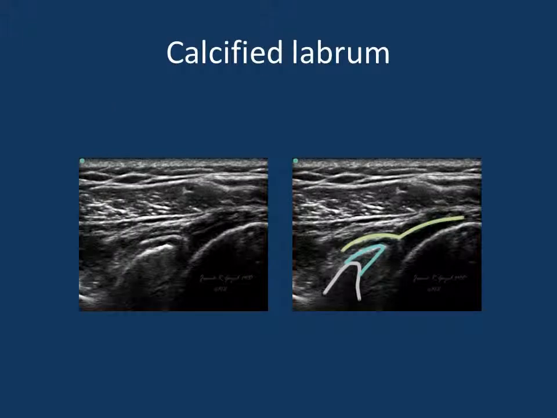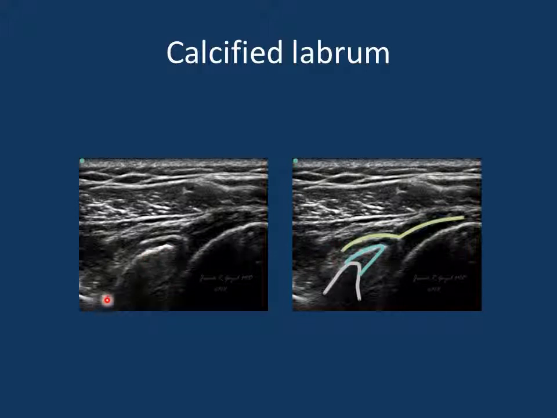Now this slide shows you an image of the glenohumeral joint with fluid in it, but the main component which I want to show you in this slide is the calcification of the glenoid labrum. Here is your joint capsule, which I'm trying to draw. So if you compare that, here in this joint capsule, now here is the calcified labrum.